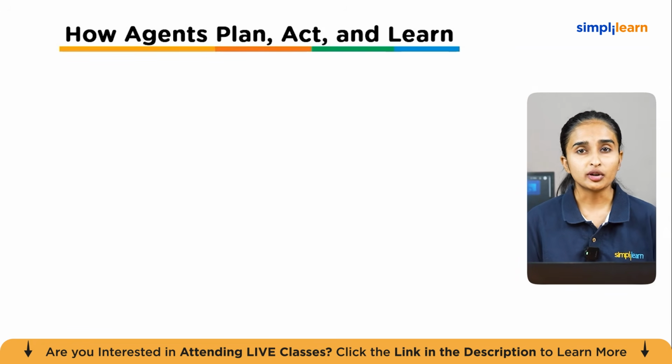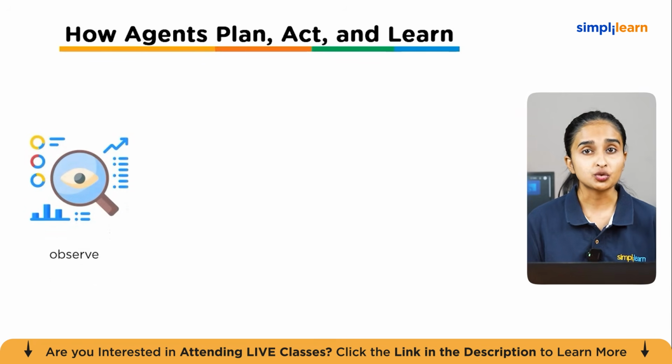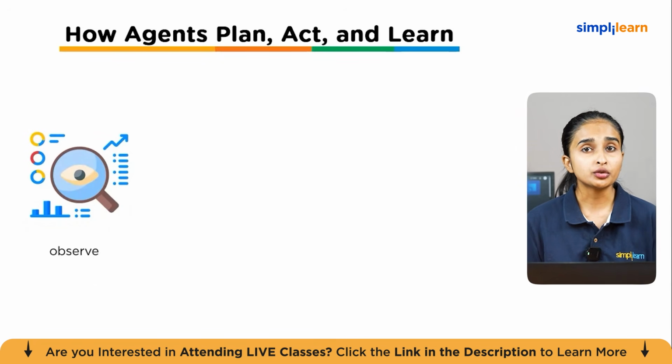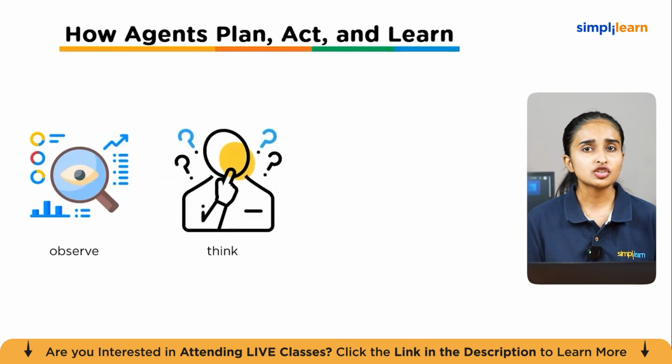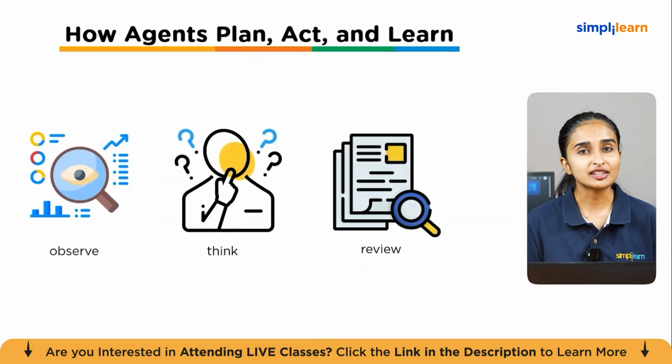An agent usually works in a loop. First, it checks the situation. Then it decides what to do. Then it takes that step. Then it looks at the result. After that, it either continues, changes direction, or even stops. That is the basic flow. Observe, think, act, and review.